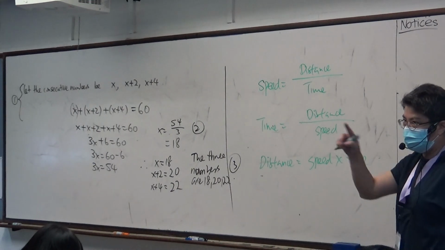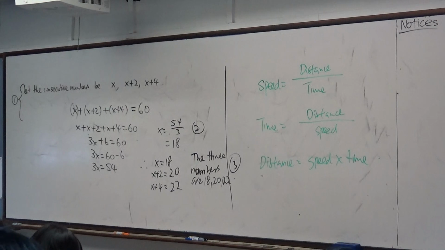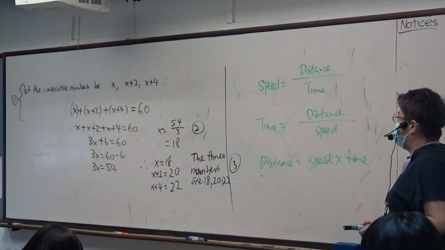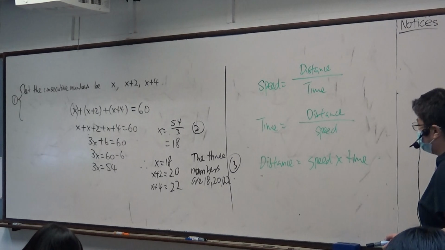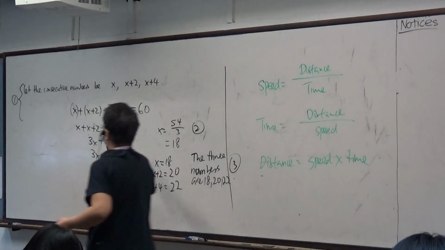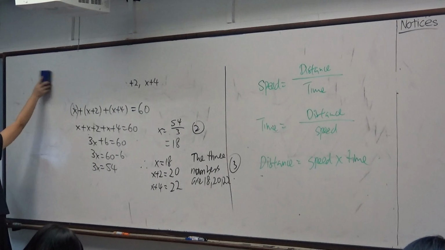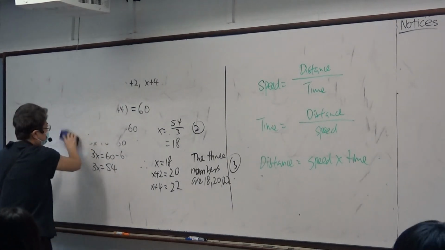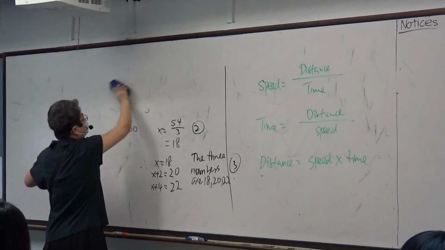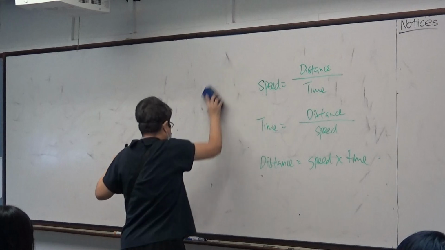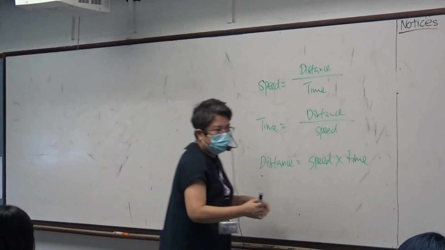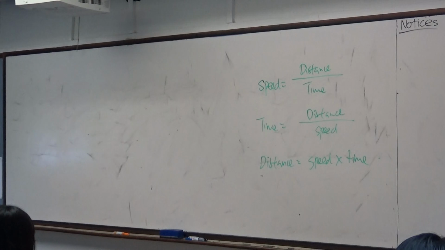Your primary school. I want to write down so that you can remember. Okay? Speed is distance over time. Time is distance over speed. And distance is speed times time. Okay. I'm going on to work example 5. Alright? Let's take a look at the question first.